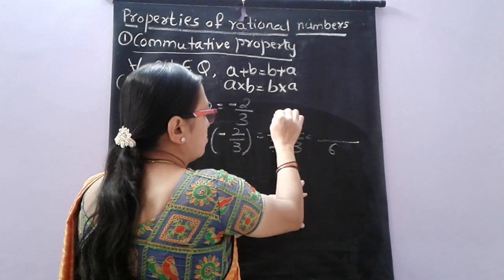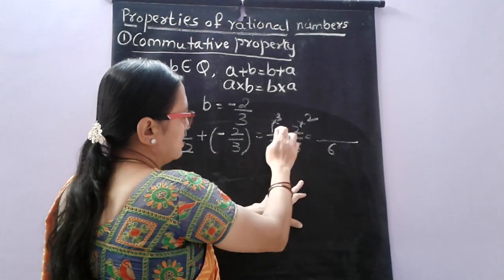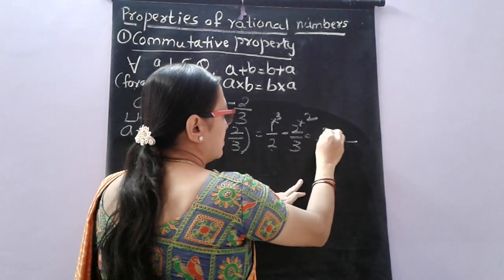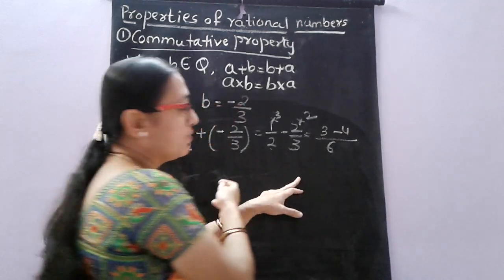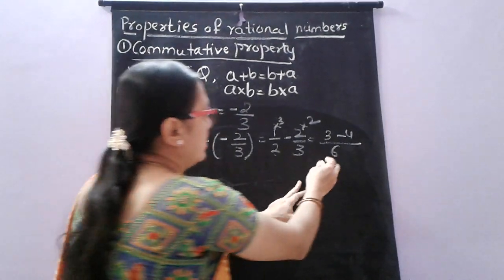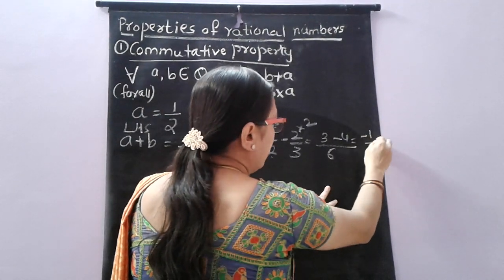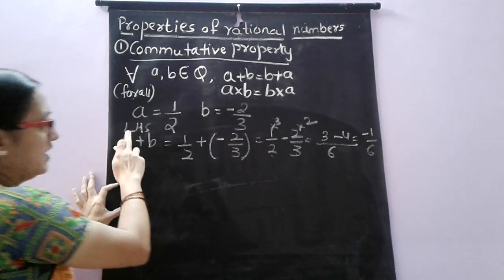2 1s are 2, 3 2s are 6. Then 3 1s are 3, 2 2s are 4. 3 minus 4. Or even you can apply the butterfly method and find the value here. So, this is equal to minus 1 by 6, the answer for left hand side.